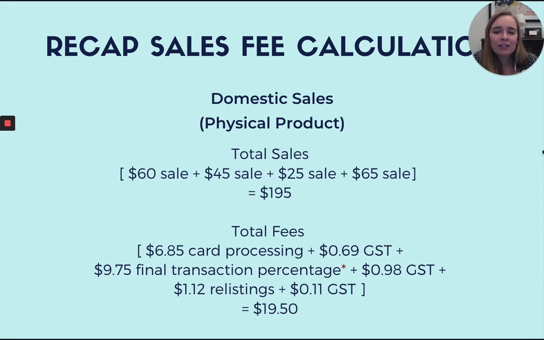So what are we going to pay in fees on this? Well, we're going to pay 3% for card processing plus 25 cents, which gives us $6.85. We're also then going to pay GST of 69 cents on that. They're also going to charge us that 5% for making the sale transaction percentage, which they're currently calculating incorrectly, but should be $9.75 and then GST of 98 cents. If we've automatically relisted those ones because we have a multiple quantity, we're going to pay 4 times 28 cents, so $1.12 plus 11 cents on that, which works out at $19.50.